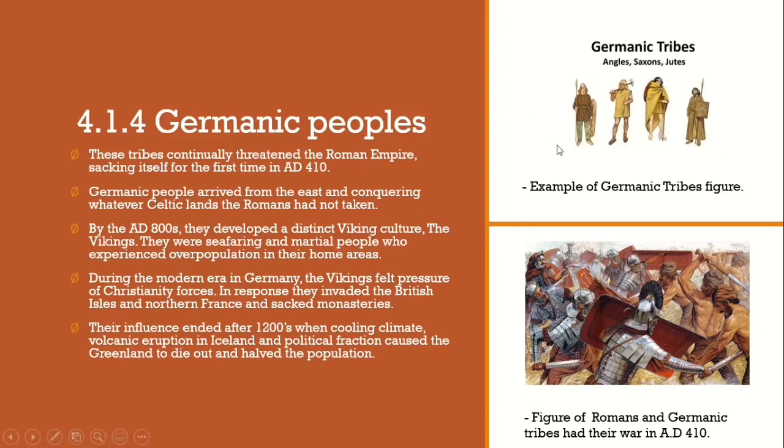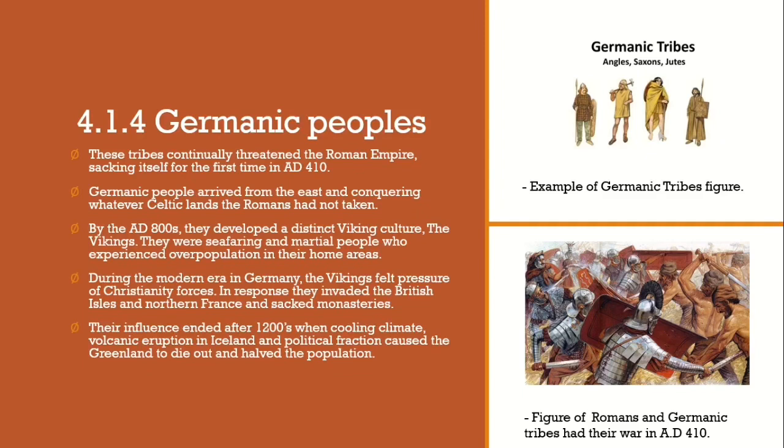So through this figure, as you can see, this is an example of Germanic tribes. The Germanic tribes have three types, which are the Angles, Saxons, and Jutes. By the 800s AD, they developed a distinct Viking culture, called the Vikings. As we know from the movies called the Vikings, they are Germanic people. They were seafaring and martial people who experienced overpopulation in their home areas.